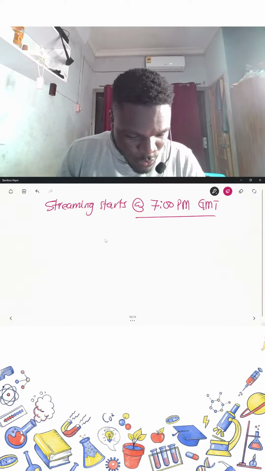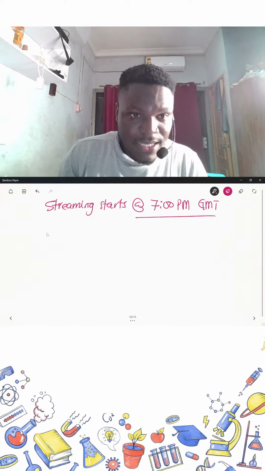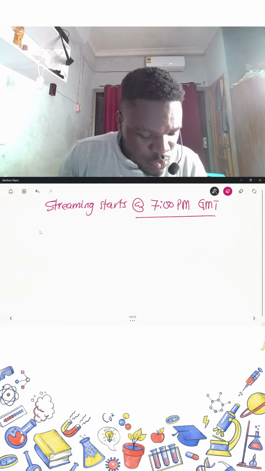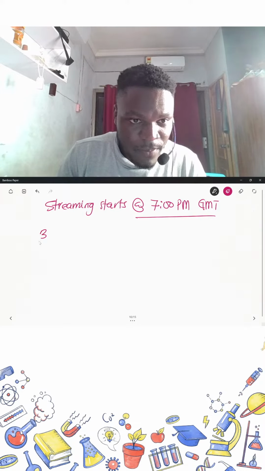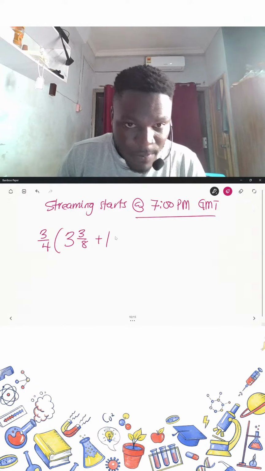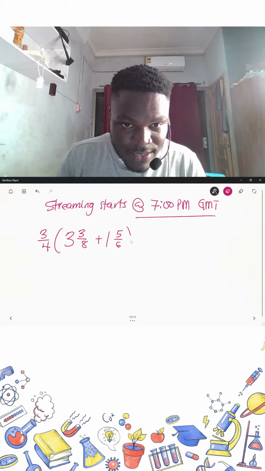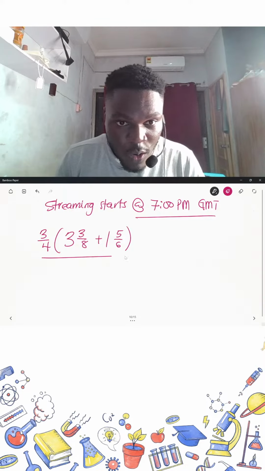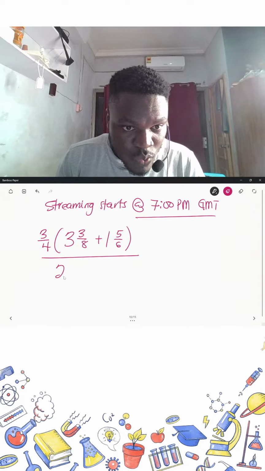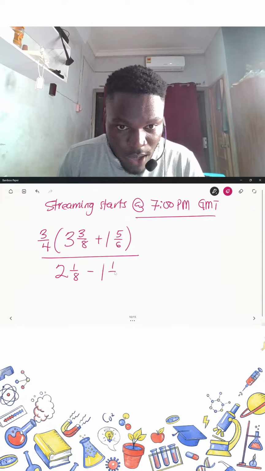All right, so the next question we have is, without using a calculator, you have to solve this problem: 3/4 times the bracket of 3 whole number 3/8 plus 1 whole number 5/6, then all divided by 2 whole number 1/8 minus 1 whole number 1/2.